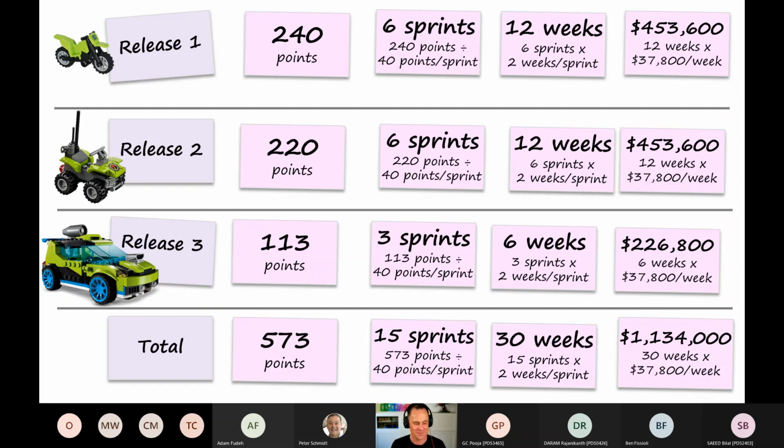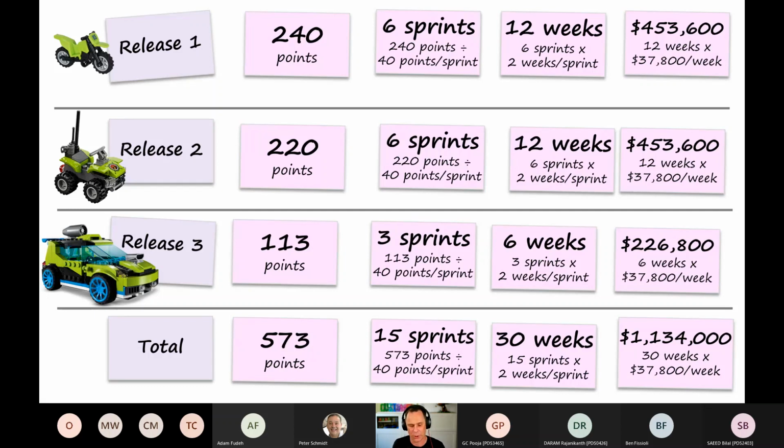We're back. So what we've done is we've applied our estimates to each of the releases. You can see there, release 1 has 240 points. That's going to take about 6 sprints over 12 weeks. Total cost is $453,600. Release 2 is slightly smaller, but when you round it all off, it's still the same number of sprints, 6 sprints, 12 weeks, same kind of cost.